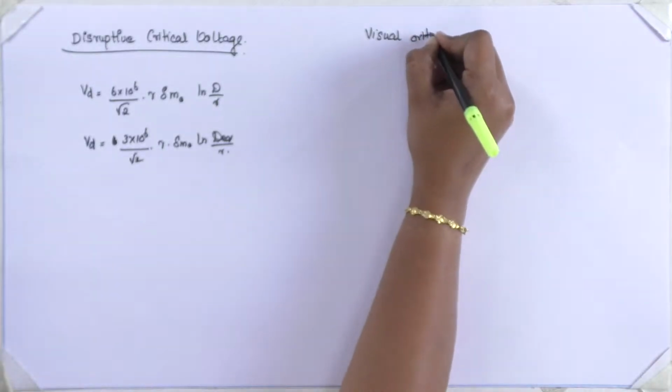Till now about corona loss, what we have discussed is the disruptive critical voltage, the particular voltage level above which the corona loss starts to occur. For the disruptive critical voltage, we have seen the formula and how the critical voltage value is taken from that formula for single phase and three phase. Next one is the visual critical voltage.